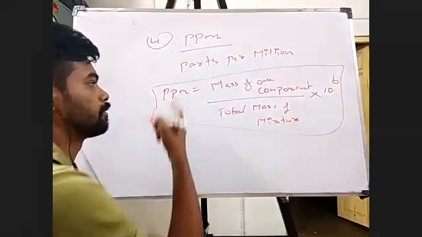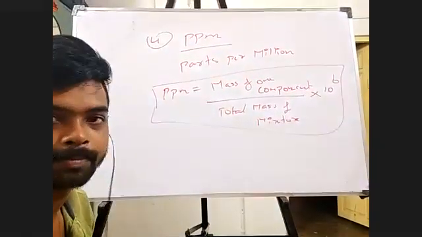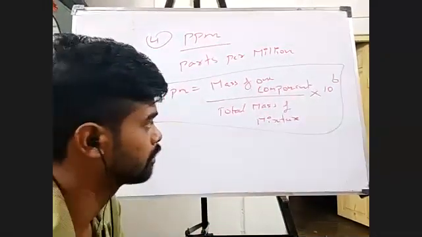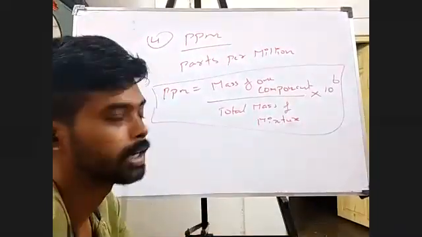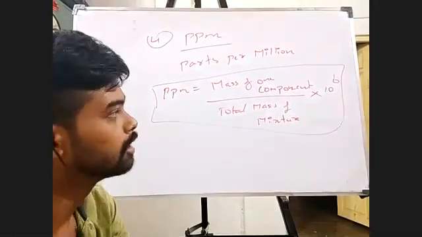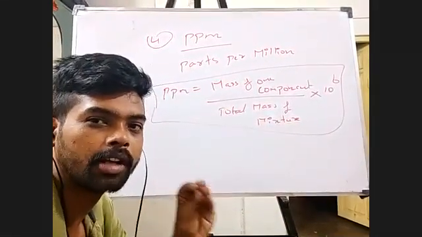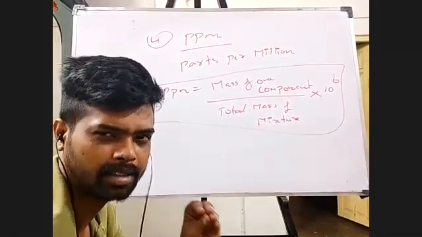This is the formula for ppm: mass of one component divided by total mass of the mixture, multiplied by 10 to the power 6. Generally ppm is used when that particular concentration is very, very small.